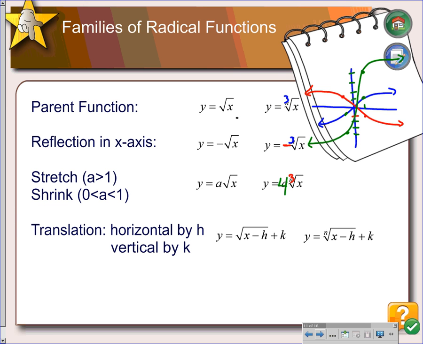And then again, the minus h and plus k are the horizontal and vertical translations. So a minus h is going to go right. And when we say right, we're talking about this point in the center. The center point is going to go right. And if it says plus h, it goes left. Minus k will go down. Plus k will go up.